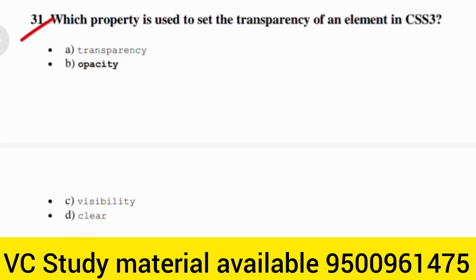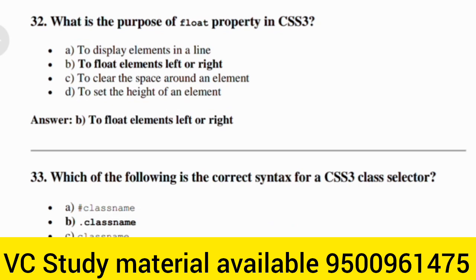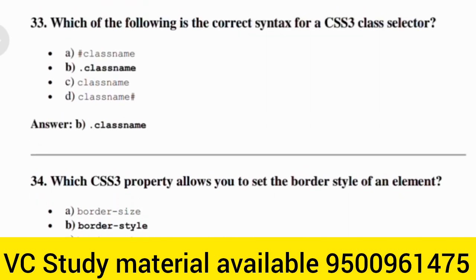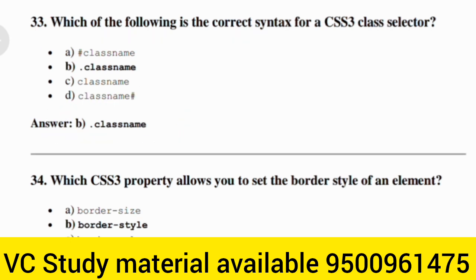Which property is used to set the transparency of an element in CSS3? Opacity. What is the purpose of the float property in CSS3? To float elements left or right. Which of the following is the correct syntax for a CSS3 class selector? Dot class name.